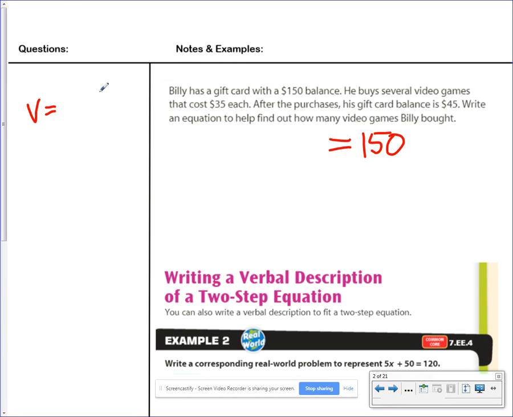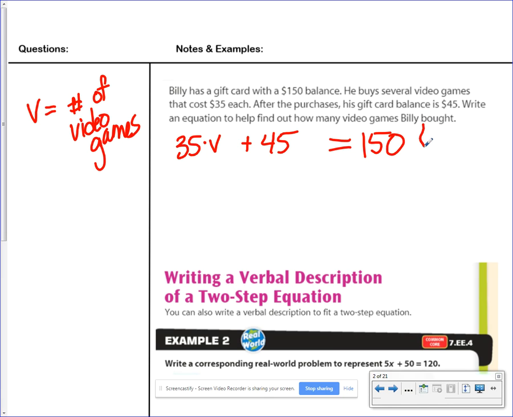I'm going to use V because to me that's a little obvious and I like that. And let's face it, V doesn't get used a lot in the alphabet. So come on, X and Y shouldn't get all the attention. Number of video games. Now I'm talking about money. It's $35 times every video game. That's how much he spent. And then after he spent all that, he still has $45 on there. So all of this money that he spent on games and $45 add up to the 150.